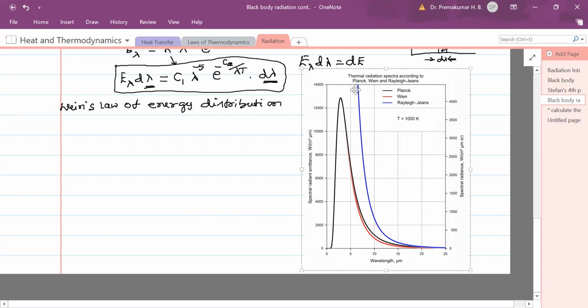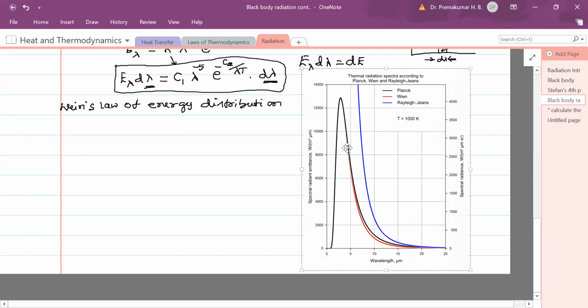The blue color line, that is Rayleigh-Jeans. I will come to that later. And the black line is the Planck radiation curve. Here, the Planck radiation curve and the experimental one are one and the same, because Planck could exactly explain how that experimental curve traces by using the theoretical equation.